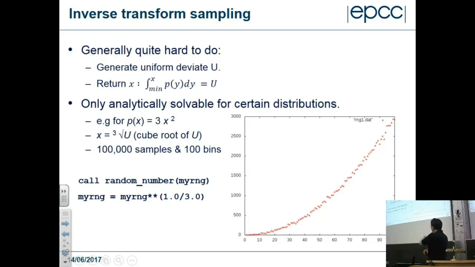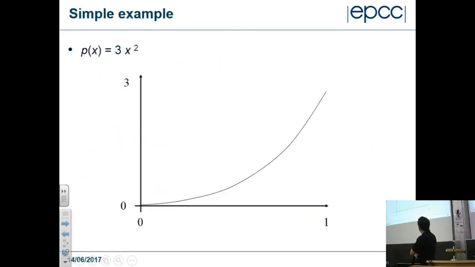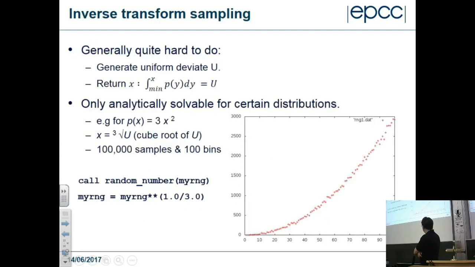So what I did is I did 100,000 samples and 100 bins. I've binned these numbers. And all I did was my random number is the one I got from a uniform random number generator to the power of a third. Okay, and if you see, this was the distribution I was looking for, you can see that gives me what I want. I mean, it's not a proof that it works, but there's some fluctuation, obviously, because this is random, but you can see that works. So any standard textbook will go through the theory on how to do that. But it is only for very, very simple distributions that you can do that calculation.